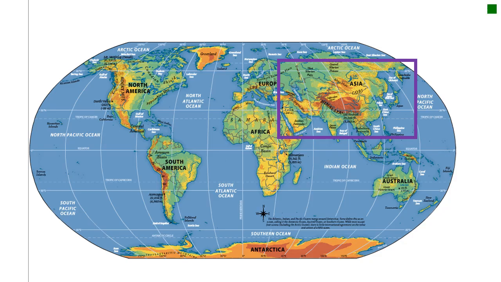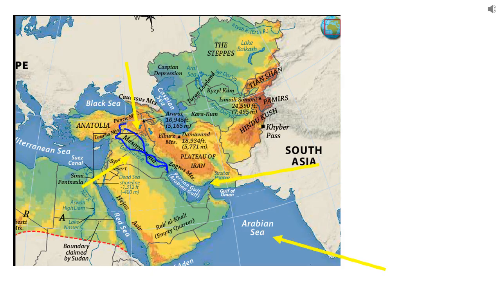Now we're going to look at the continent of Asia and the physical features of Asia. However, we are going to separate it into smaller regions. We'll begin by looking at Southwest Asia. Now we're going to locate some physical features that make up Southwest Asia. This region is also known as the Middle East.